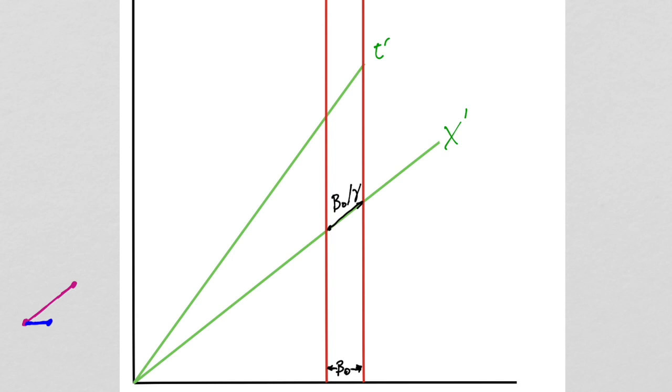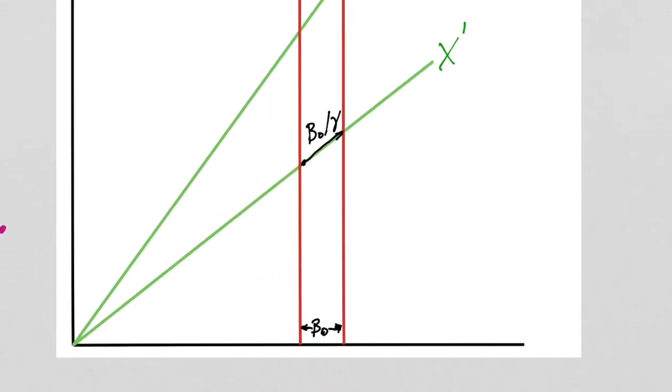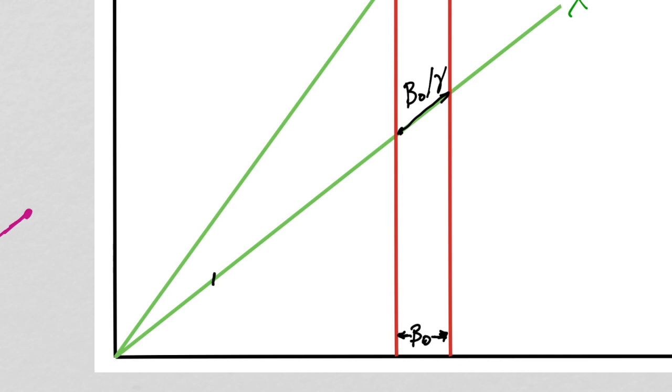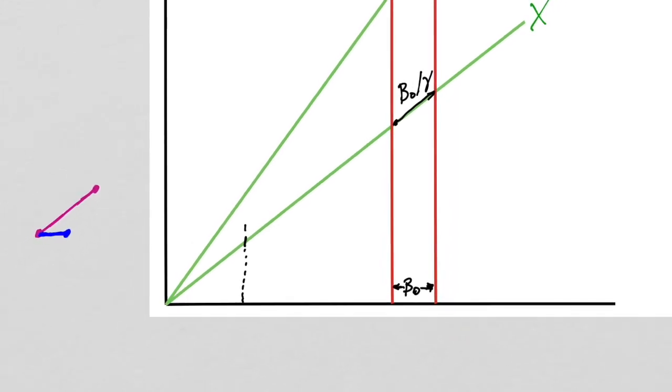But now this is where our diagram kind of fails us a little bit, because if you looked at it, you would think, well, this is smaller than this. But we remember how we ticked everything out, where we found one unit in the moving frame was gamma units, which is larger than one in the rest frame. So this distance here actually is larger by a factor of gamma than this distance here, which is exactly what this is showing us.